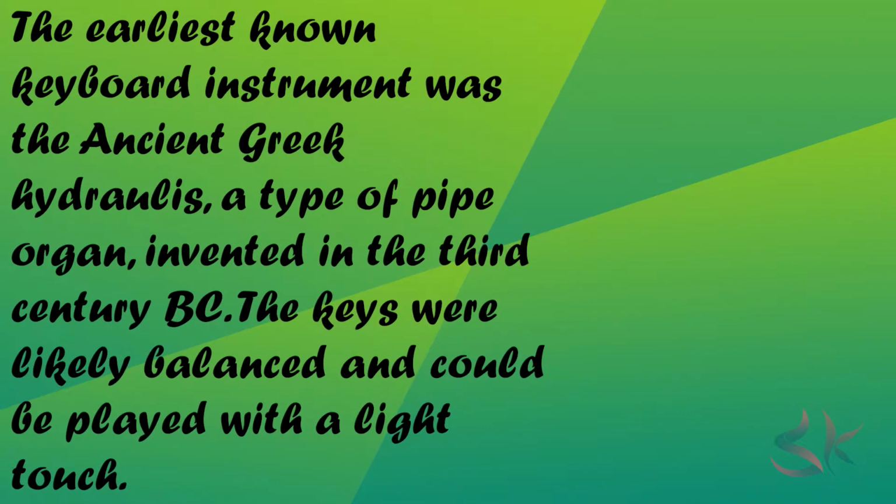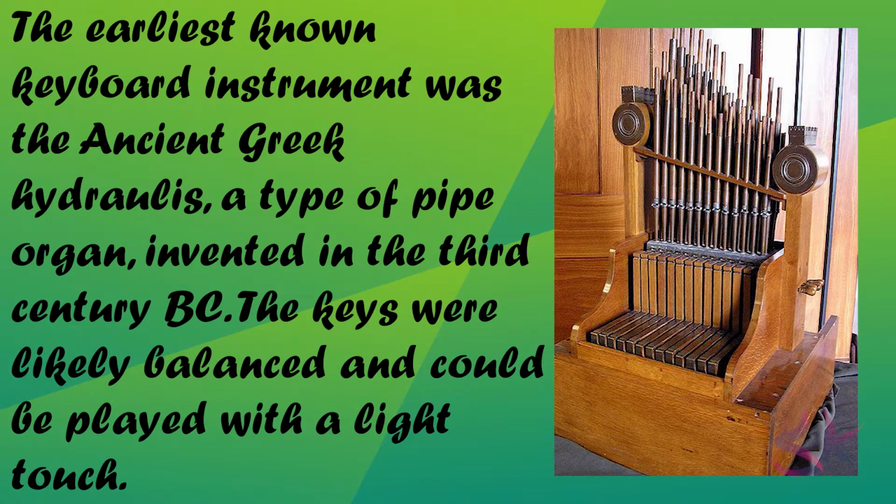The earliest known keyboard instrument was the ancient Greek hydraulis, a type of pipe organ invented in the 3rd century BC. The keys were likely balanced and could be played with a light touch. From its invention until the 14th century, the organ remained the only keyboard instrument. Often, the organ did not feature a keyboard at all, but rather buttons or large levers operated by a whole hand. Almost every keyboard until the 15th century had 7 naturals to each octave.